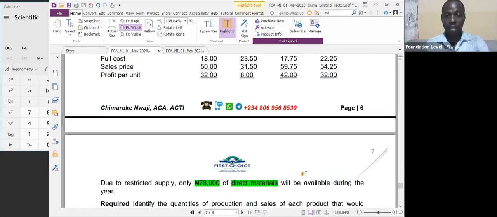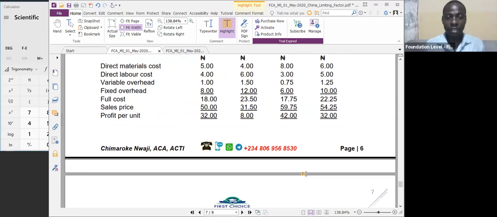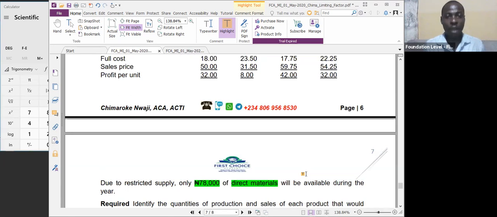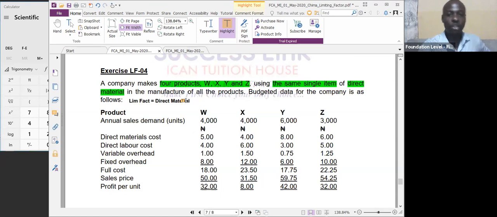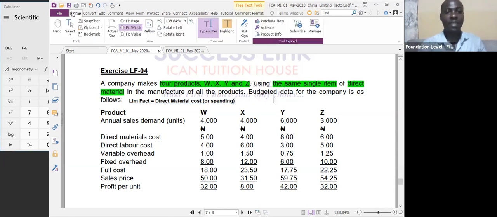So if you look at it here, it is material in naira, not material in volume. That is material in volume as in kilogram, as in units. But now they have told us that it is material in naira. So our limiting factor is not direct material units, but direct material costs. So I adjust it here now to direct material costs or spending. Because they have told us the direct material is in naira. But if they told us direct material units, then you would have done it in units.